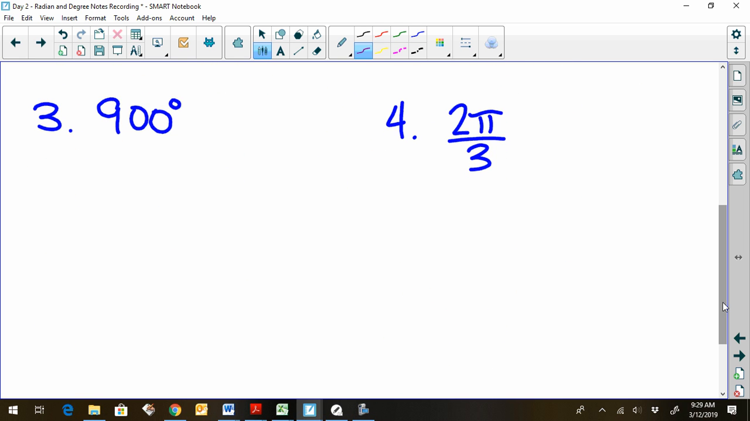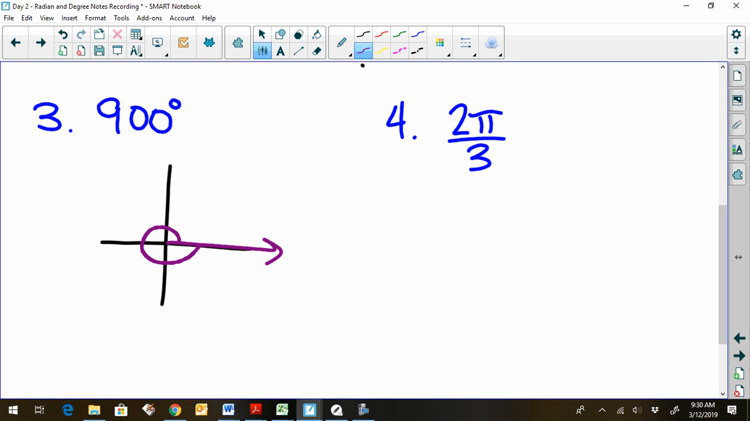So what if we had 900 degrees? Well, let's think about how many times we have 360 in 900 degrees. If I graph this, I'm going to take away 360, and I still have some room. So I start at the same initial side, and I go around one time.